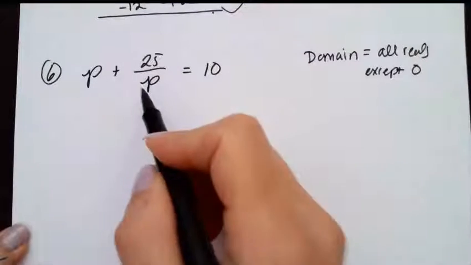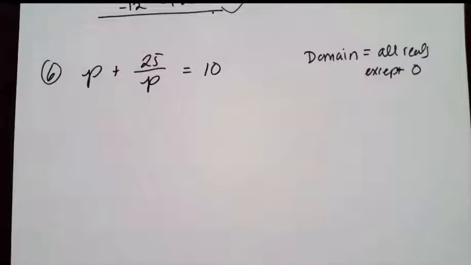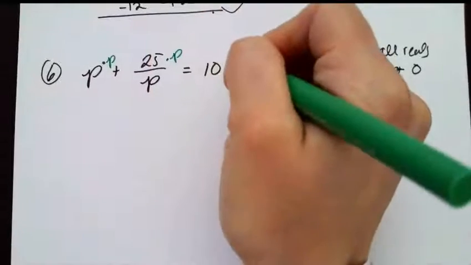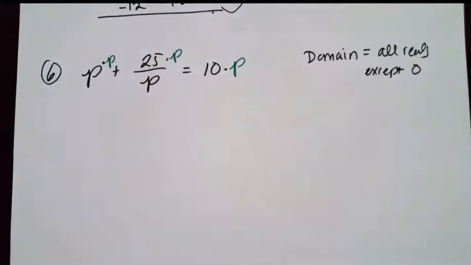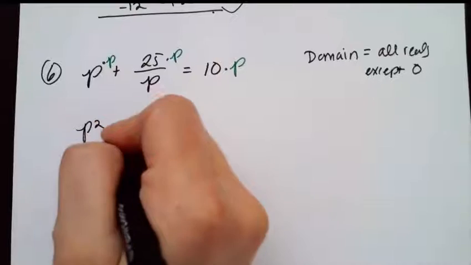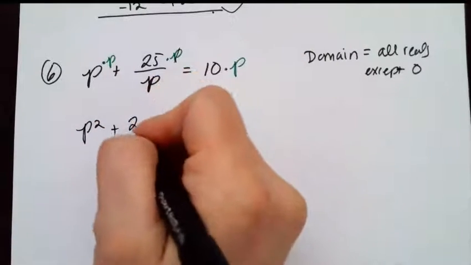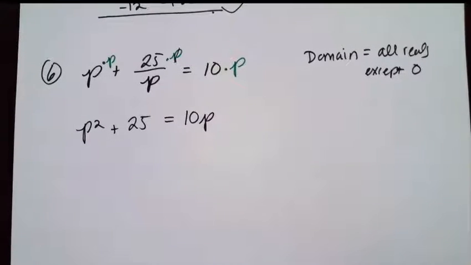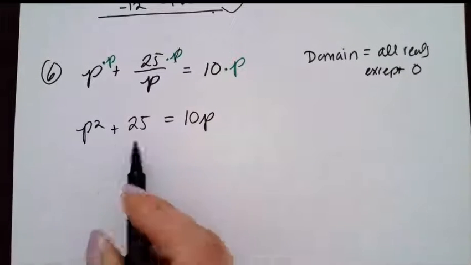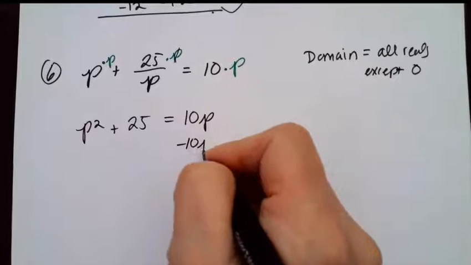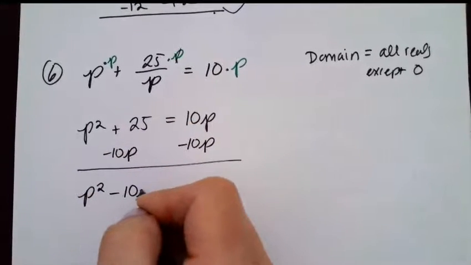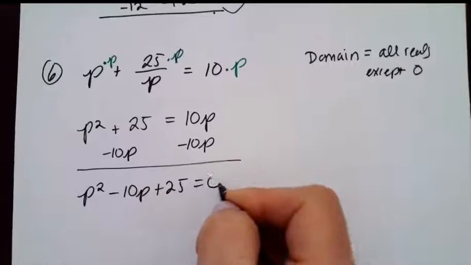Right, so our denominator is our least common denominator, so we are multiplying everything by p. And I'm just going to write it next to every single term, it just makes it easier for me to see what's going on. p times p is p squared. Here the p's cancel, we'd have 25. On the other side, 10p. So we have a polynomial equation, degree 2, so we want to get all the terms on the same side, so I'm subtracting 10p. p squared minus 10p plus 25 equals 0.